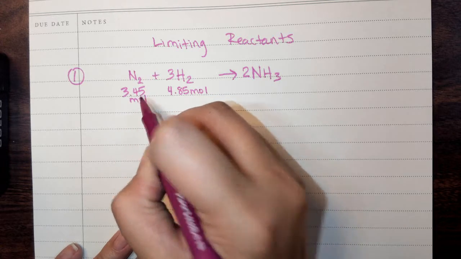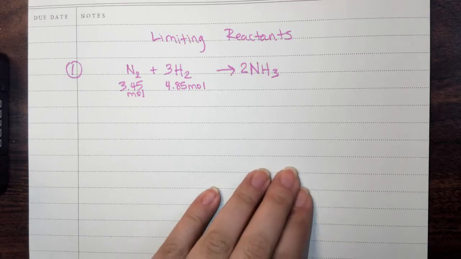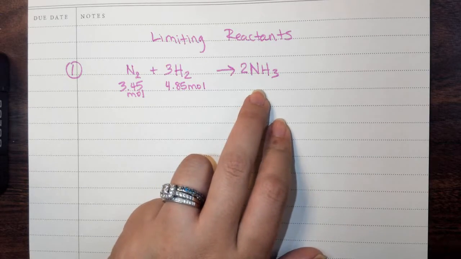Alright, so the whole point of a limiting reactant is to see how it limits the amount of product that is produced. So what we are going to do is convert each of these starting amounts to a product. And for this one it's easy because we know we only have one product to convert to.